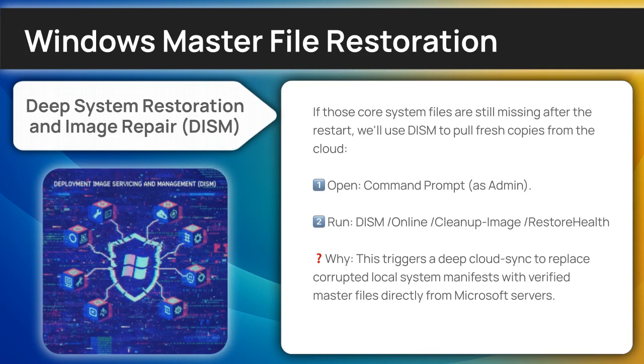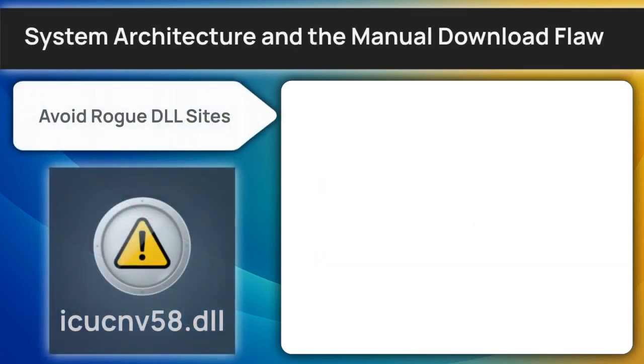Why are we doing this? Well, this triggers a deep cloud sync to replace corrupted local system manifests with verified master files directly from Microsoft servers. Before you finalize your changes, I need to emphasize the importance of using trusted sources.